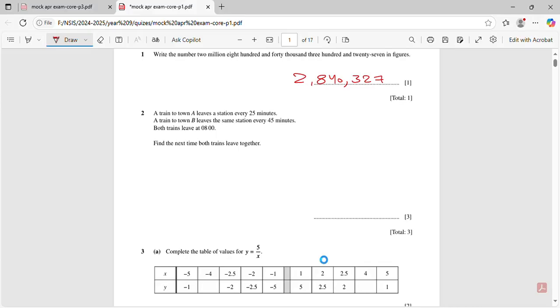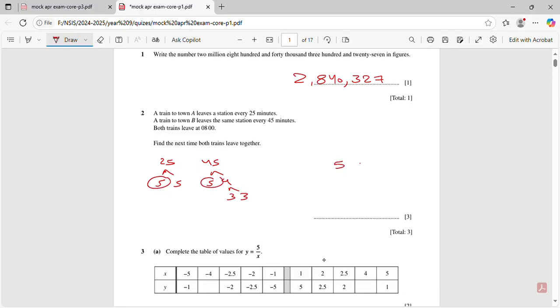LCM. Perfect. Since I have two trains, train A and train B, there are different times. So I will search for the LCM of 25 and 45, right? As long as it's 25, I have 5 and 5. For 45, I have 5 and 9. 9 would be 3 and 3. As we can note, we have only one common factor, which is 5.